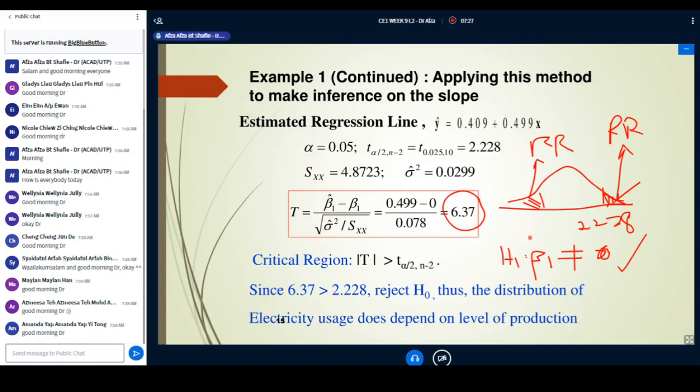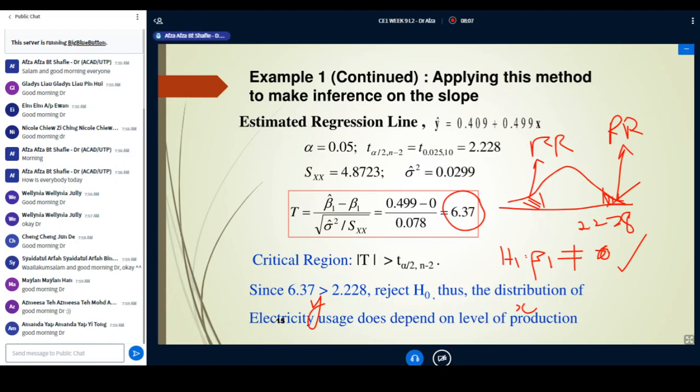All right. So this is what we say. That means to say that the electricity usage will actually depend on the level of production. So we are saying that Y depends on X. When we say that Y depends on X, it means that there is a relationship between the Y and the X. Okay, so this is what we have. So this is the third test, a method of assessment to make inference on the slope. Okay. Right.